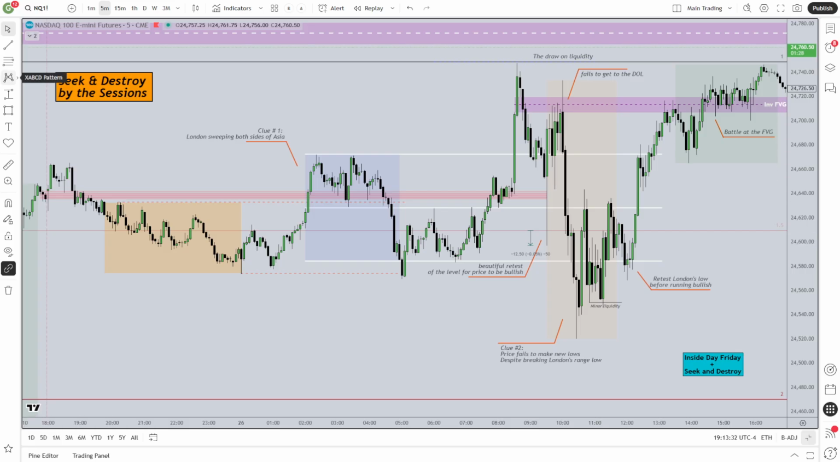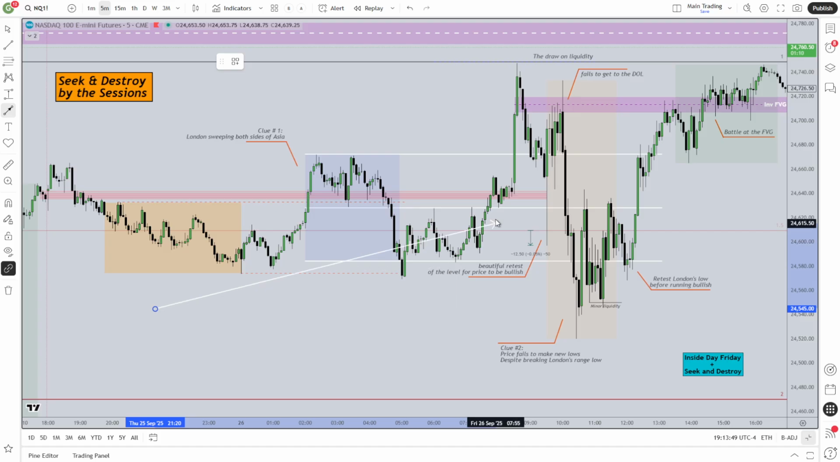So we'll start off on the 5 minute, go down to the 1 minute for the entries. Trigger points are London, swiping above and below Asia. Then New York, swiping above and below London.